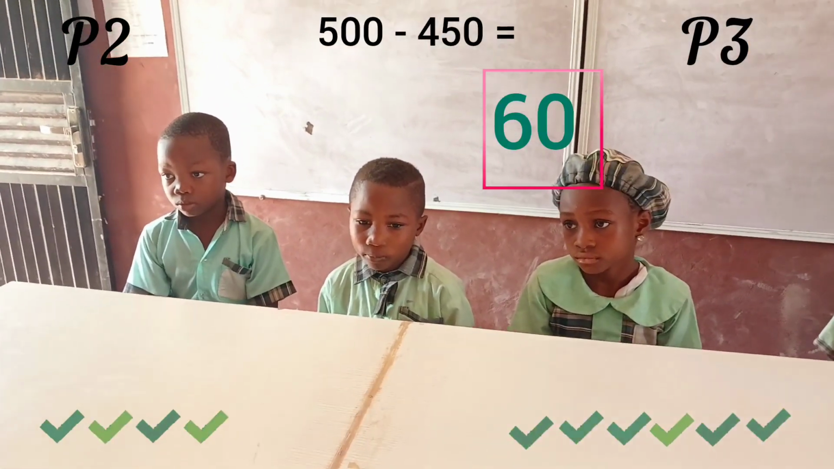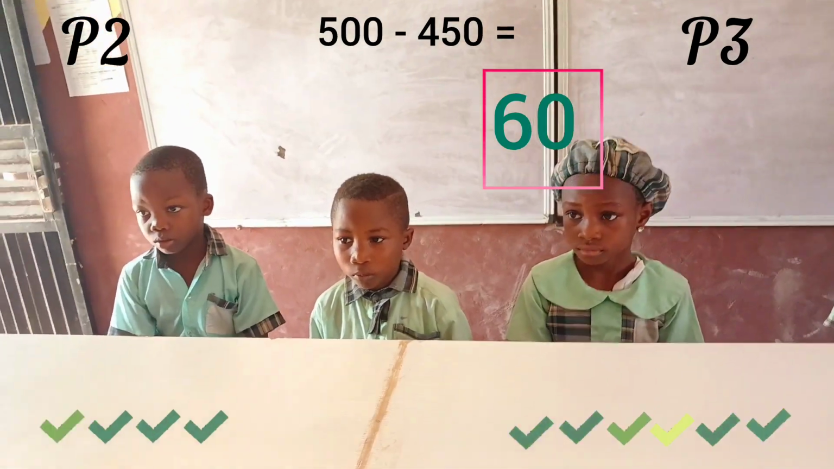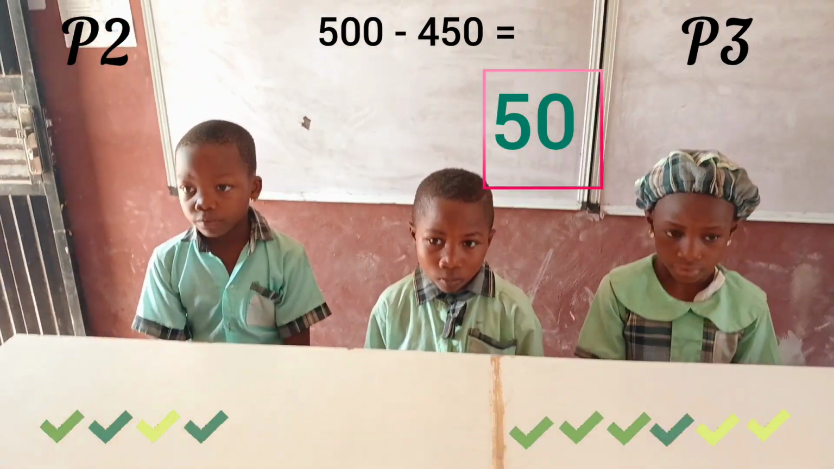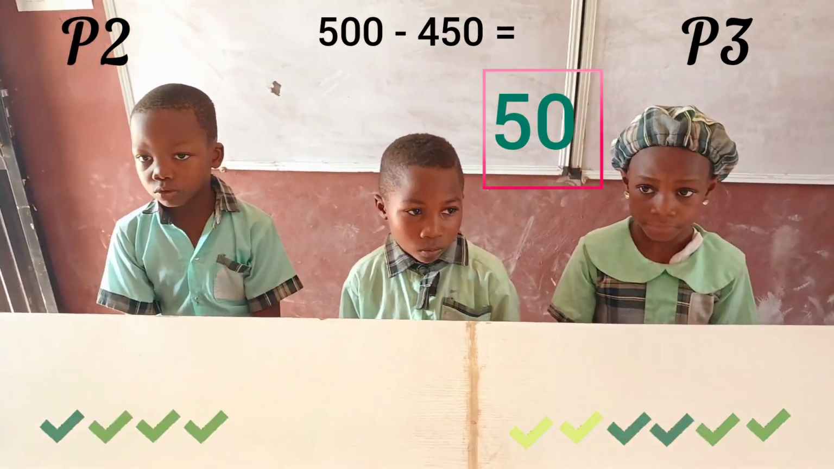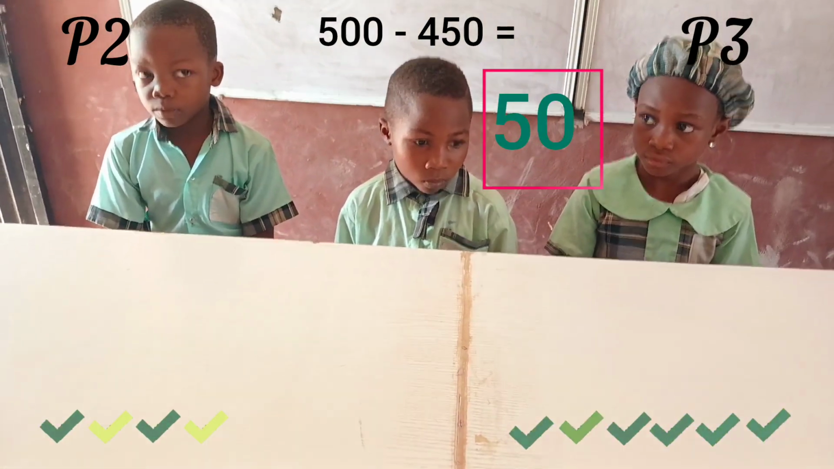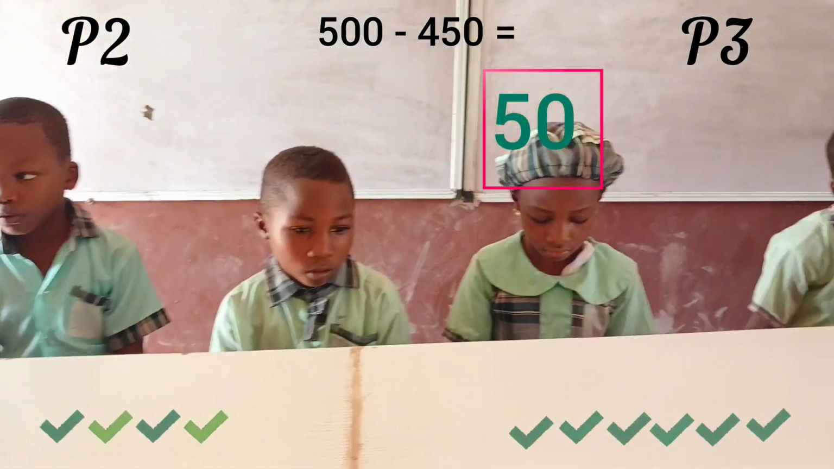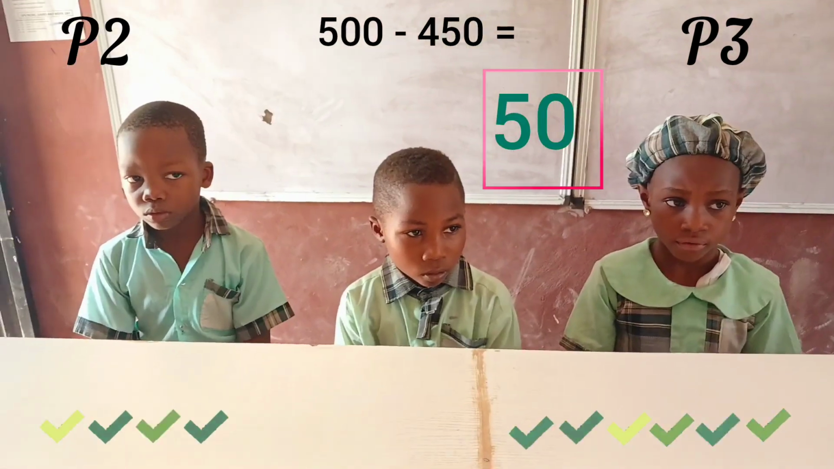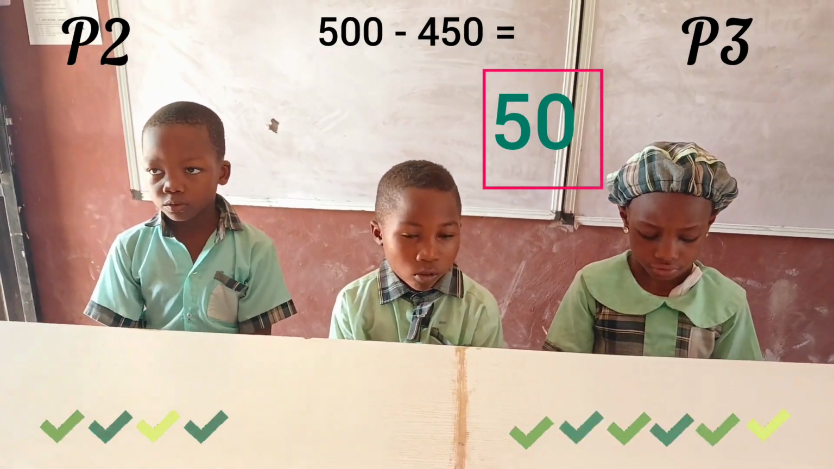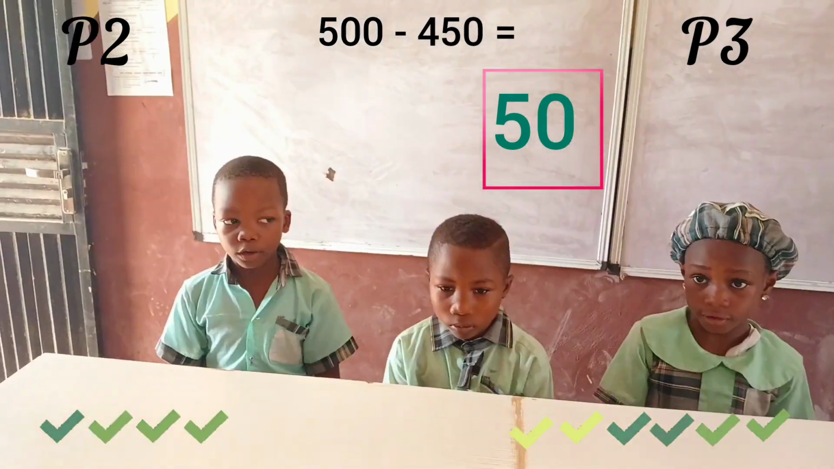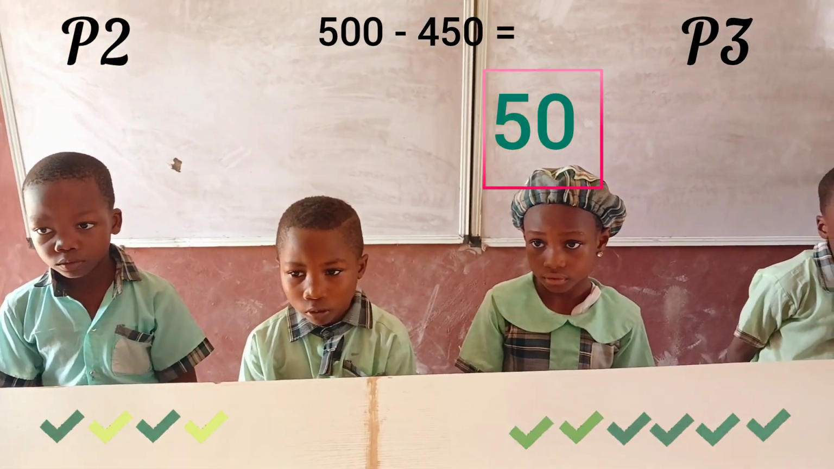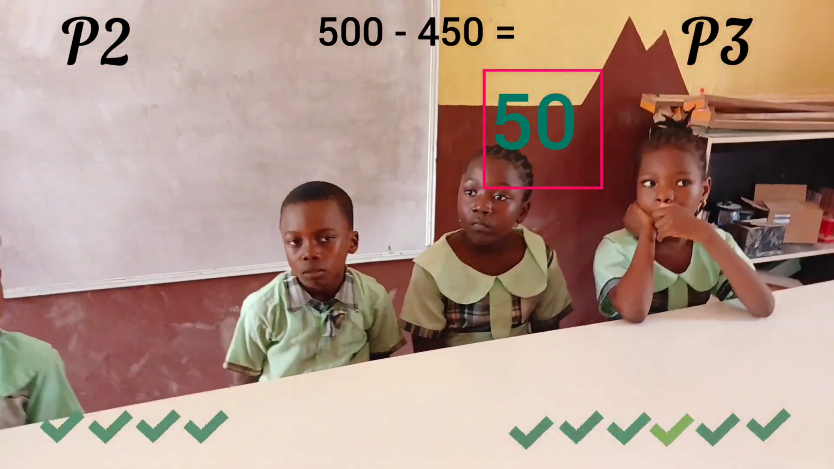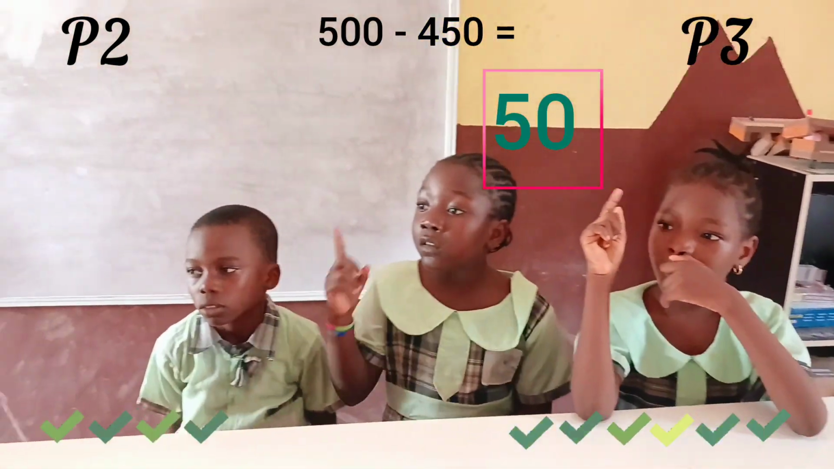What is 500 minus 450? 500 minus 450 is what? Bonus to you. 500 minus 450 is what? 50. 50 is correct.